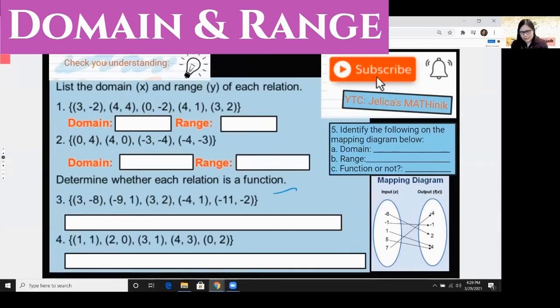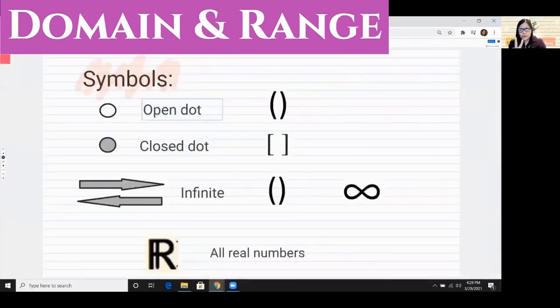So let's continue on to the next part of this lesson. Part 2, relations and functions. We're going to identify the domain and the range given a graph, and tell if the given relation is a function or not given a graph. Previously, we were given a mapping diagram and ordered pairs. On this one, the objective is to identify whether the given relation is a function or not, given a graph. And we're going to identify the domain and the range given a graph also.